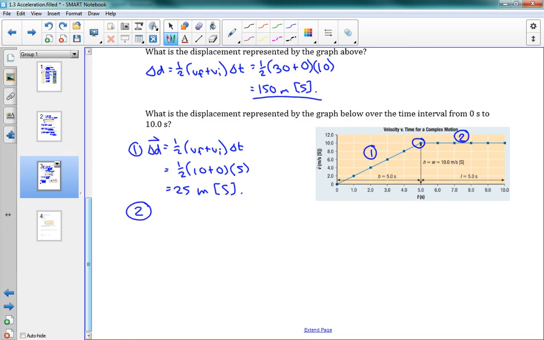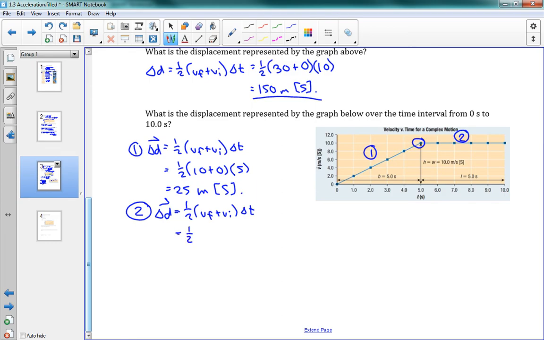Piece 2 is a rectangle, so I don't need to divide by half. I can just get the area of that whole piece there. Now actually I can use the same formula. Delta D equals this. So notice that this equation works in any situation. So I can use the same formula, but since VF and VI are the same, I could have made my life easier as well. But we'll just see how this looks here.